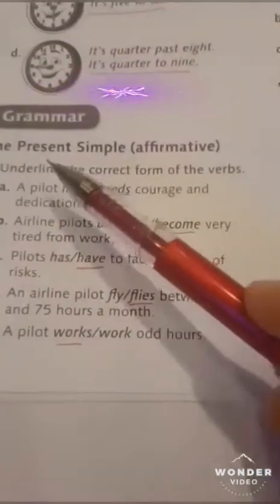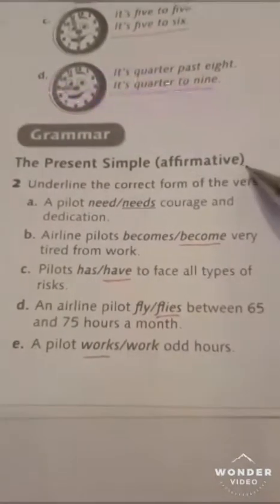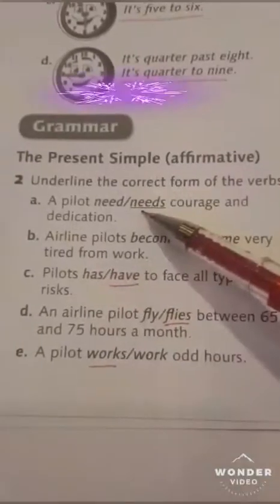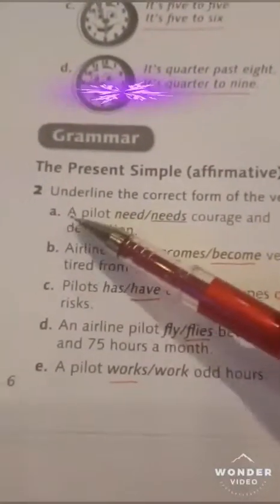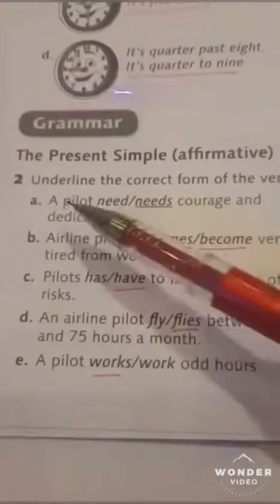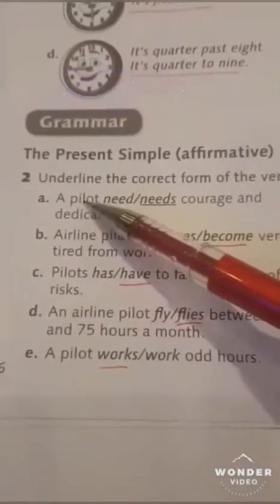affirmative, also, I mean, positive sentences. Underline the correct form of the verbs. So we have 2 verbs, we must underline the correct one. Number A, a pilot need or needs? Of course needs, because the pilot is what? Singular, so we add S to the verb.